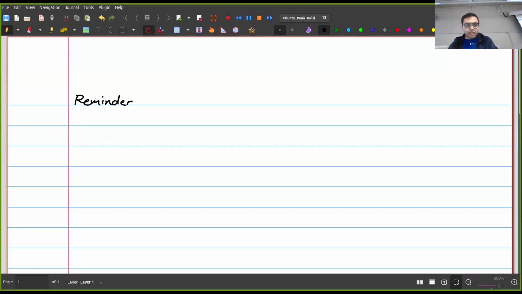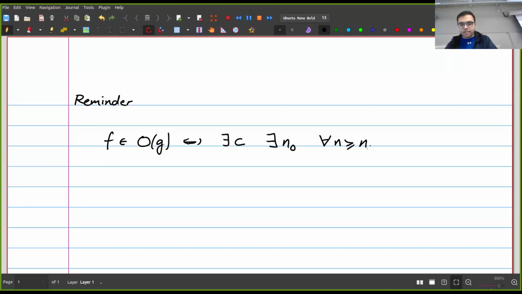So remember that when I say that some function f is in big O of g, what I mean is that there exists some constant c, and also there exists another constant n0, such that for every input size greater than n0, f is going to be less than or equal to c times g. And of course, I want the c to be positive, and I want the n0 to be a natural number as well.